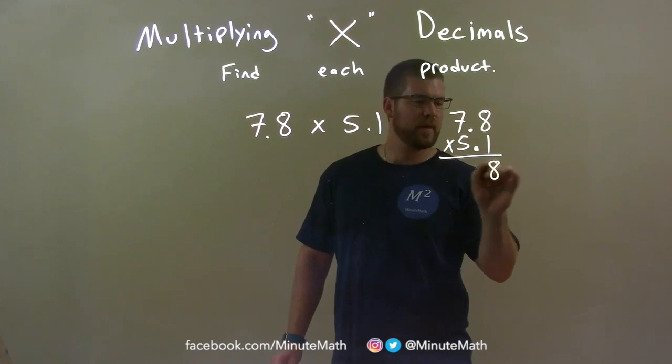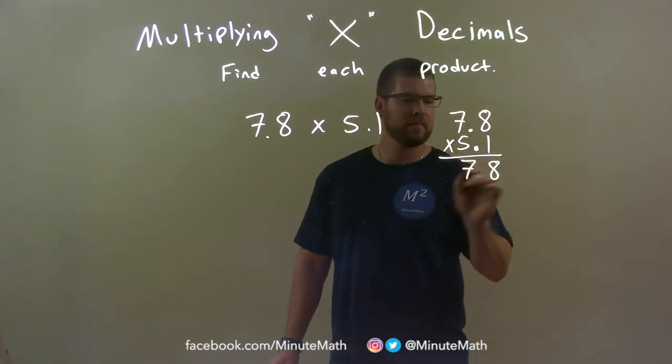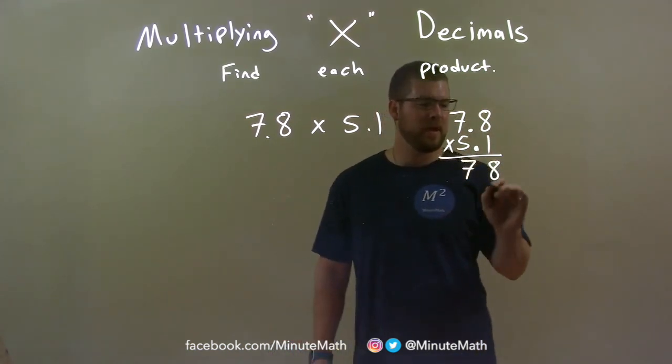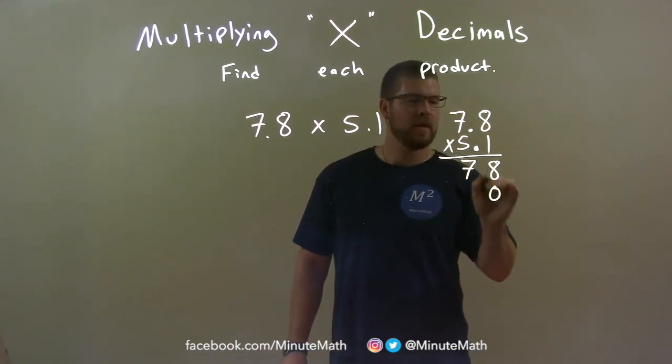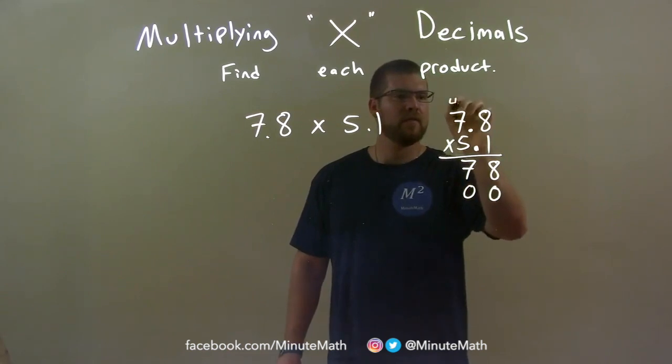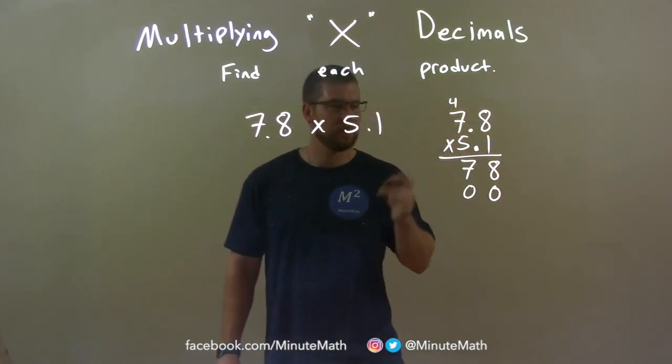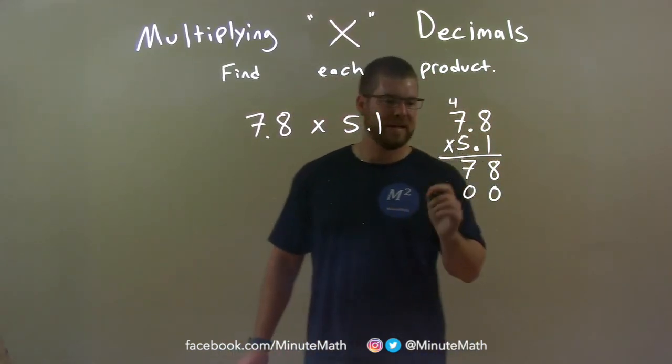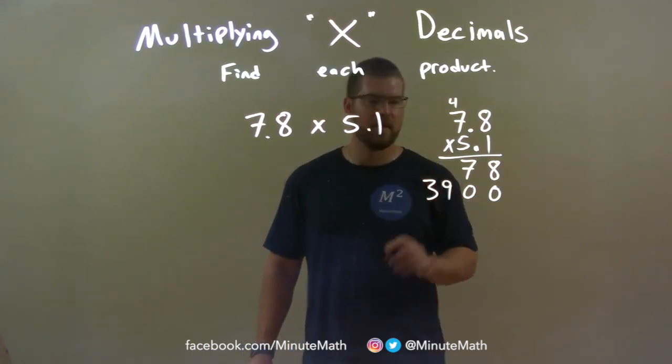1 times 8, 8. 1 times 7, 7. Always easy when it's a 1. Place value now for that 1. So now we have the 5. 5 times 8 is 40. 0, carry the 4. 5 times 7 is 35, plus 4 is 39. So we have 39 right there.